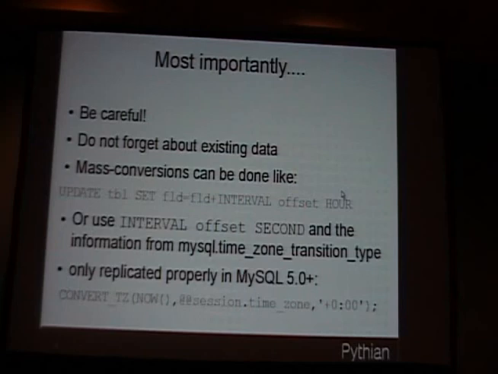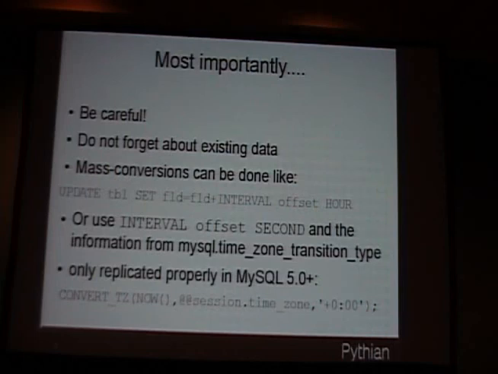Most importantly, be careful, right? That's always the most important thing. Don't forget about existing data. Mass conversions can be done something like this. Update table set field equals field plus interval offset hour. So if you're going to do something like change the server time zone, you're like, okay, we need to increase the hour by 5 for each timestamp field, and we do something like that.